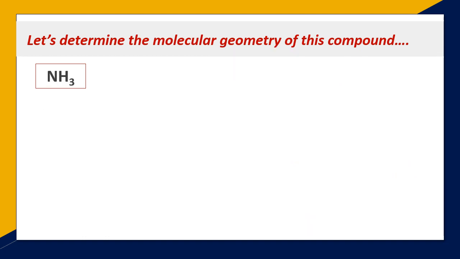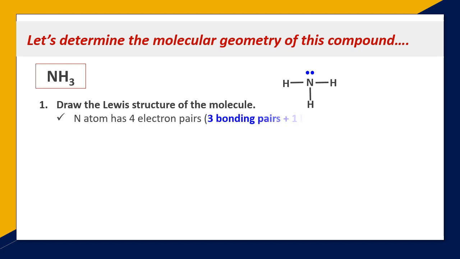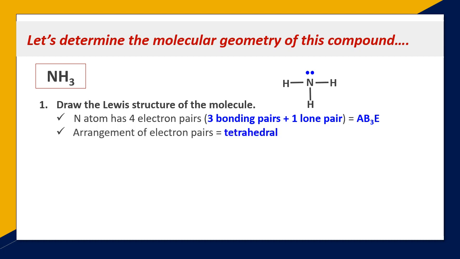Now, let's determine the molecular geometry for ammonia. First, draw the Lewis structure for the molecule. From the Lewis structure, we can identify that the nitrogen atom is surrounded by 4 electron pairs, of which 3 are bonding pairs and 1 is a lone pair. All the electron pairs are arranged in a tetrahedral.